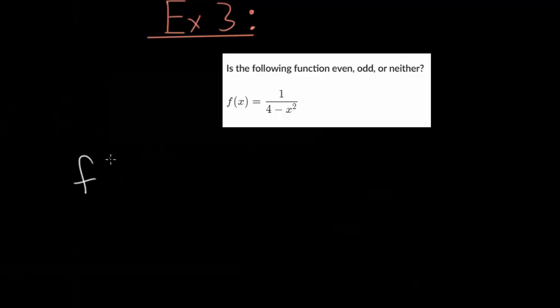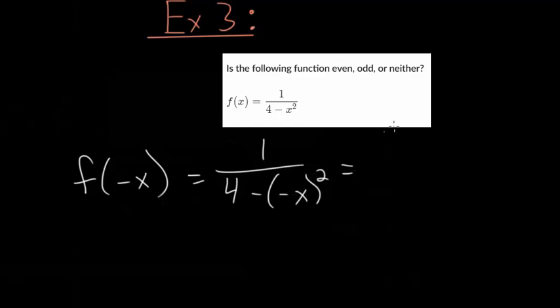So we're going to put in minus x anywhere we see an x in our function. So we have 1 over 4 minus x squared, but now we're replacing that with minus x. So we have minus x squared. And when you're squaring a negative, it always becomes positive because minus times minus equals positive. So this is just 1 over 4 minus x squared.